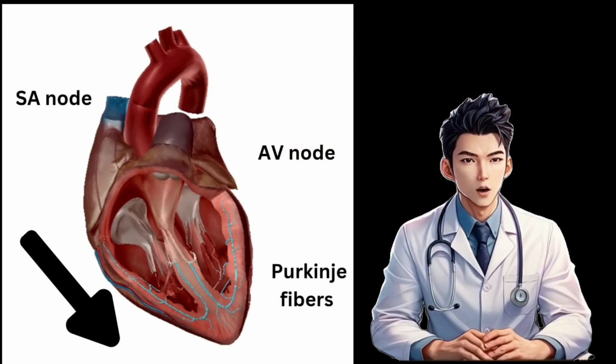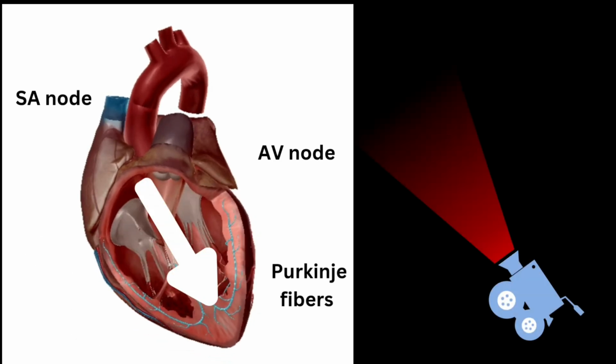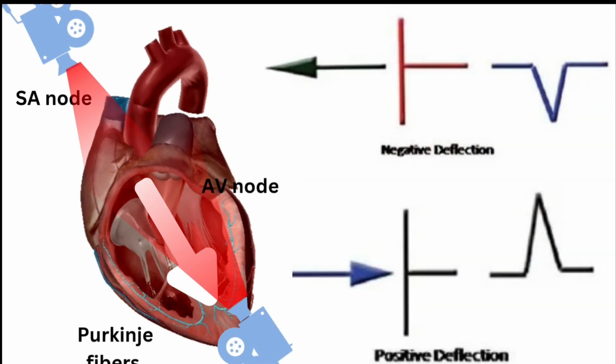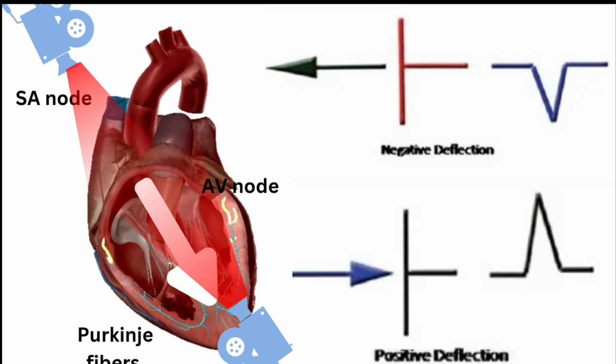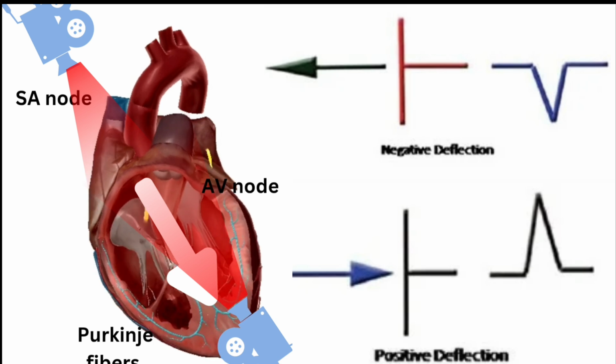That is the normal flow of current, and if there is an electrode present directly in front of this current flow, that positive electrode, that camera, will show a positive deflection. If there is a lead present in front of this current flow, that lead will show a positive deflection. And if a lead is present behind the current flow, that lead will capture a negative deflection, because the current is moving away from this lead. Current flowing towards the lead shows a positive deflection.